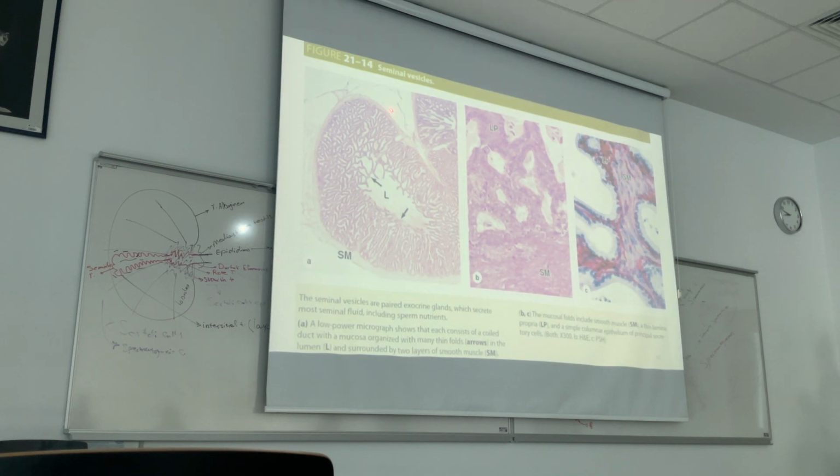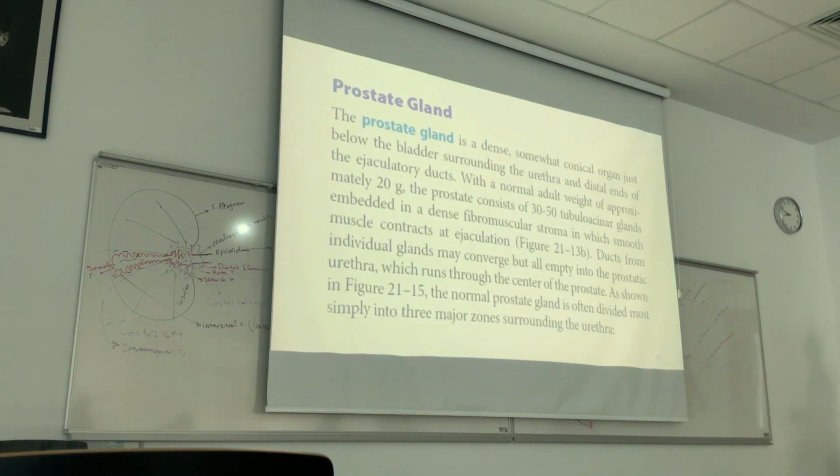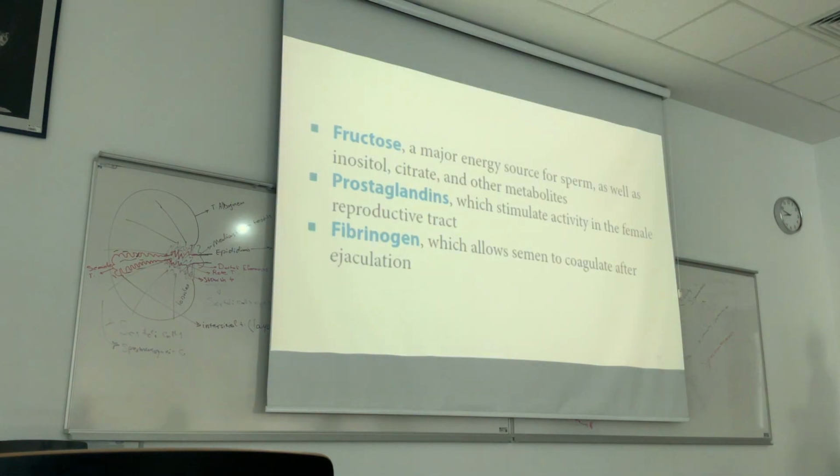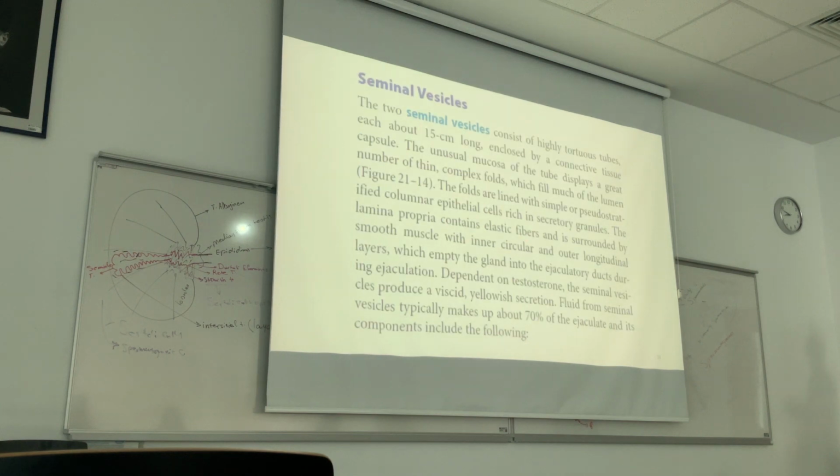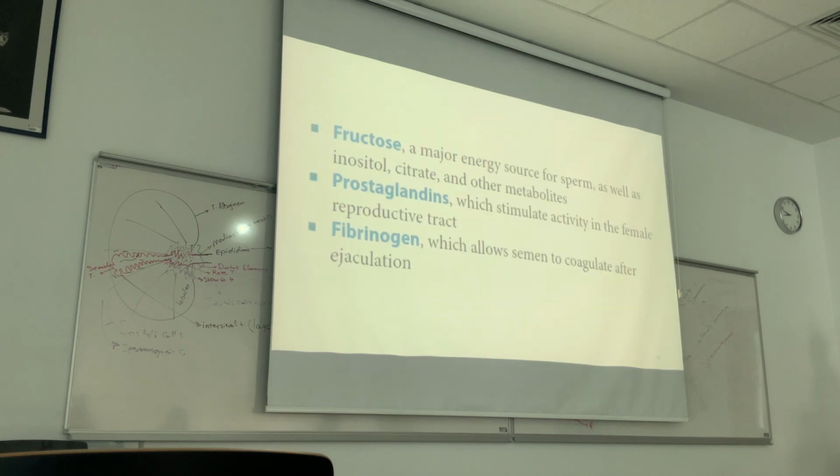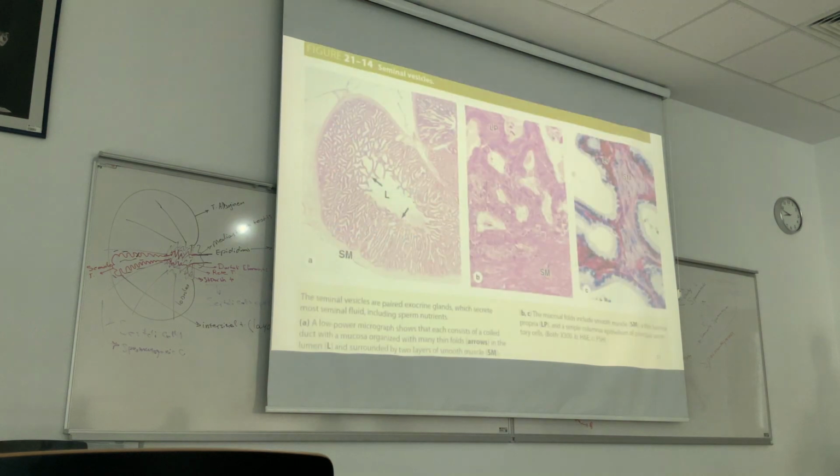On the outer side, again, we have smooth muscle cell layers, inner circular and outer longitudinal, arranged smooth muscle cells. What is the function of the vesicula seminalis? The production of fructose, prostaglandins, and fibrinogen.